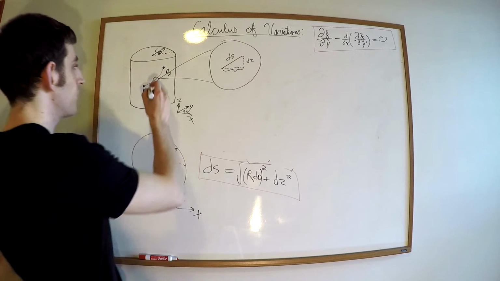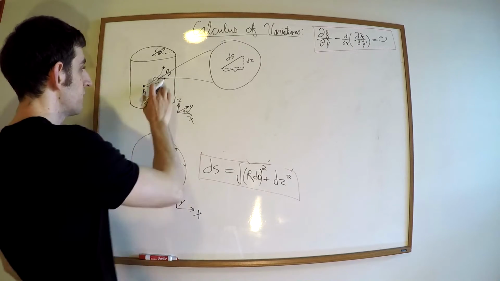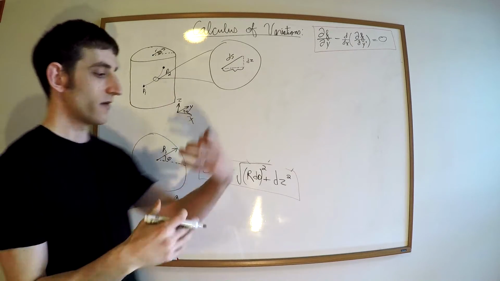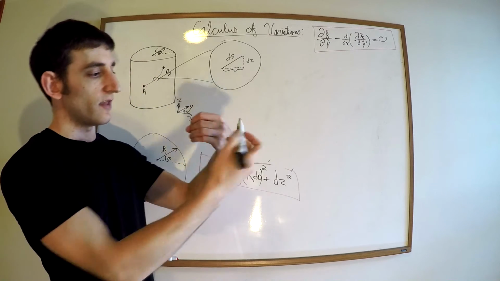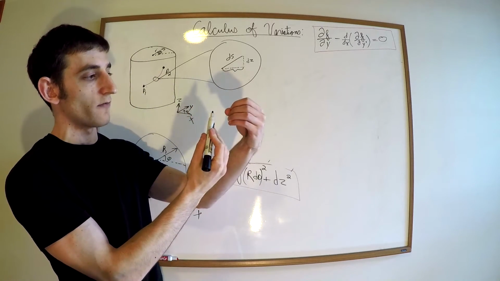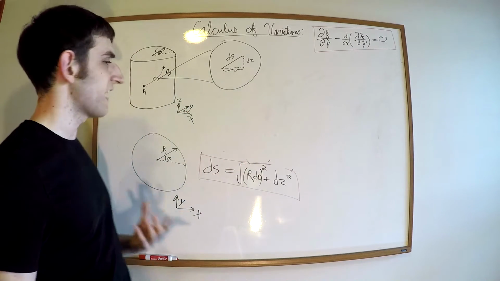We know that's going to be basically this distance here. It's going to be like if we had the cylinder like this, it's going to be the distance along that surface, the curved distance, okay? So how do we figure that out?